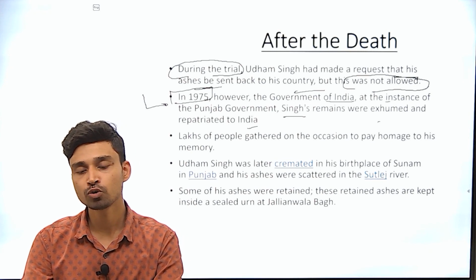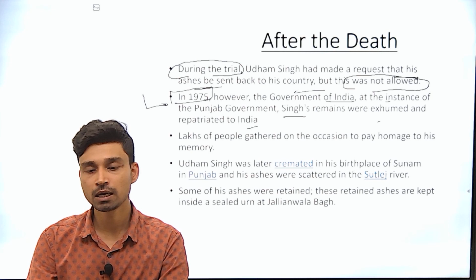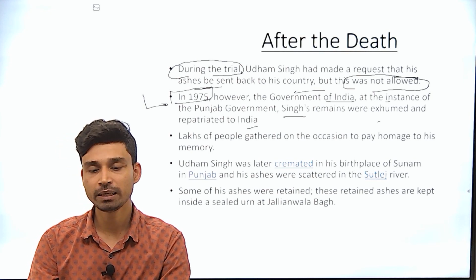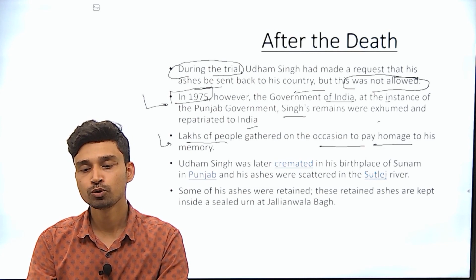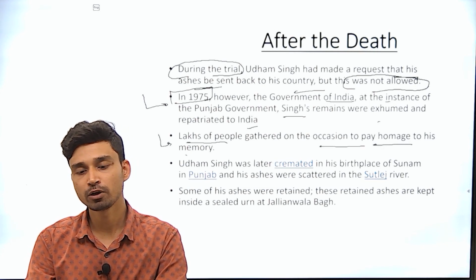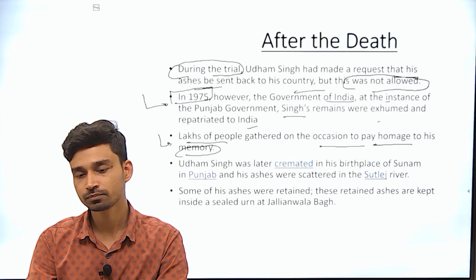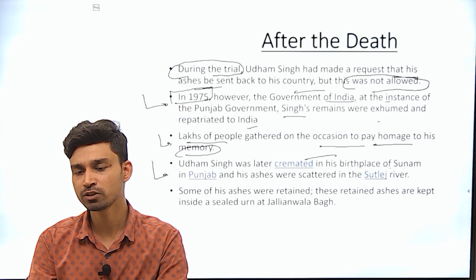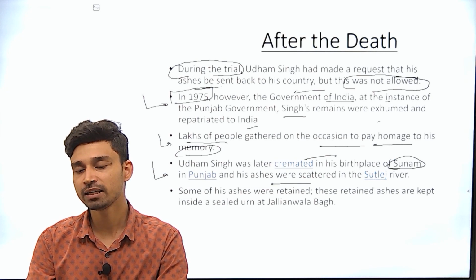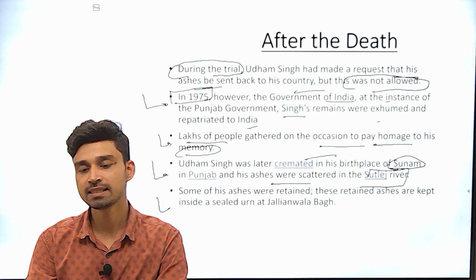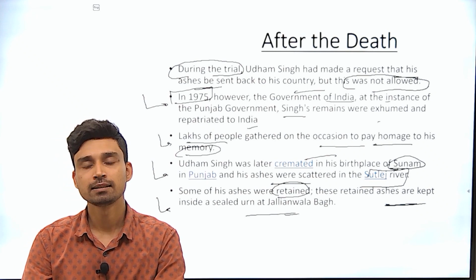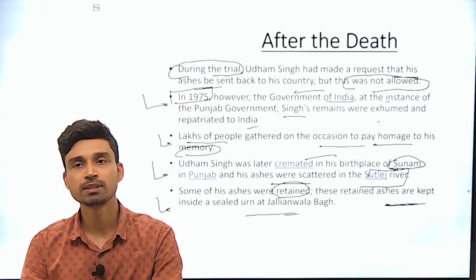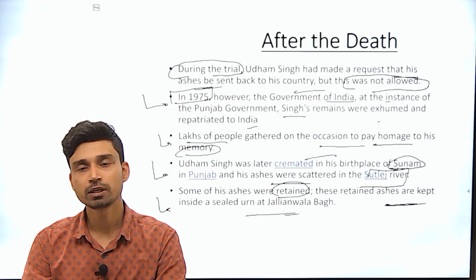When these remains were brought to India, Prime Minister Indira Gandhi and Giani Zail Singh were there to receive them, and apart from them, lakhs of people also gathered on the occasion to pay homage to the memory of Shaheed Udham Singh. Later on, Udham Singh was cremated in his birthplace, village Sunam, and his ashes were scattered in the Satluj river. However, some of his ashes were retained, and these are still kept inside a sealed urn at Jallianwala Bagh. So, students, that was a brief overview of Shaheed Udham Singh and his background.